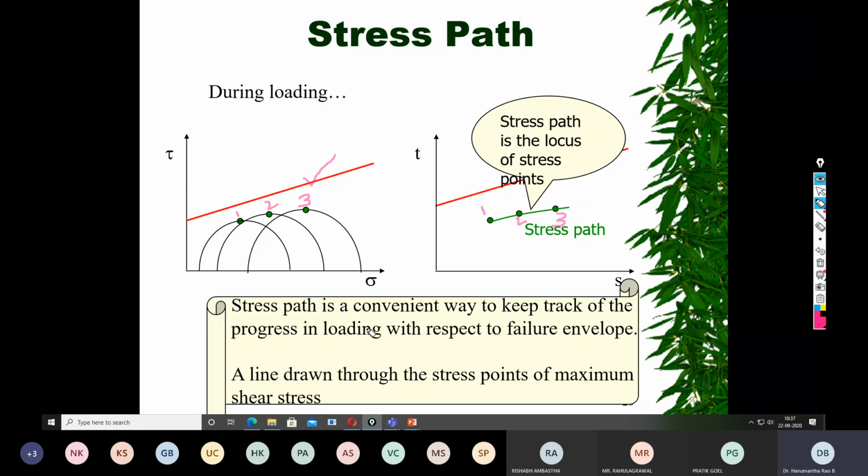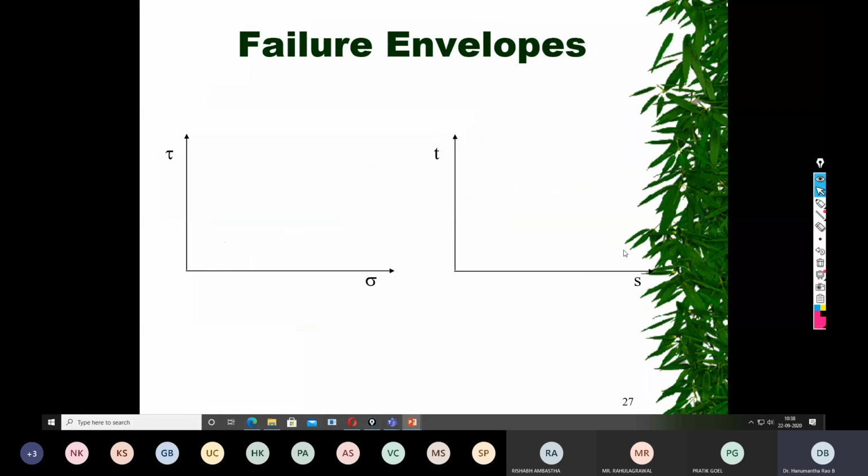So the stress path is a convenient way to keep track of the progress of loading with respect to the failure envelope. It is a line drawn through the stress points of maximum shear stress. Hope you could distinguish between the stress path and the failure envelope. It's quite simple. There is nothing great.